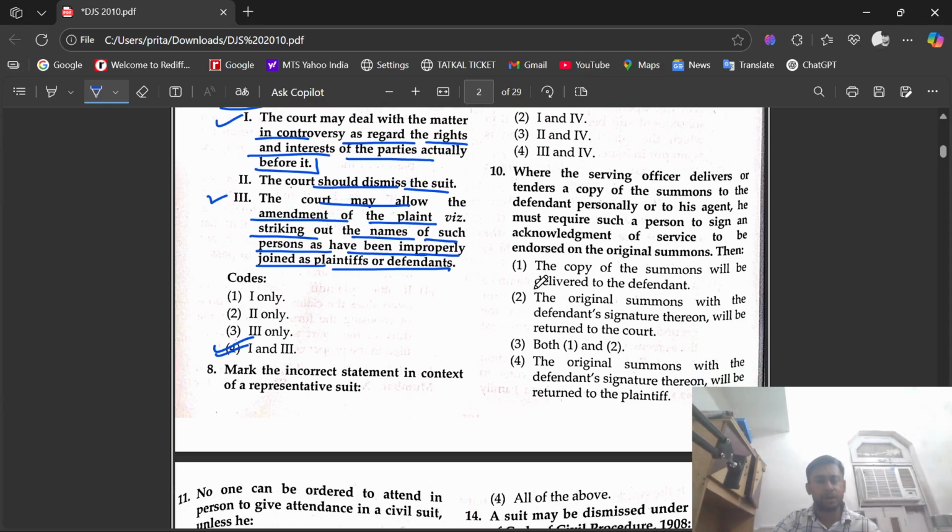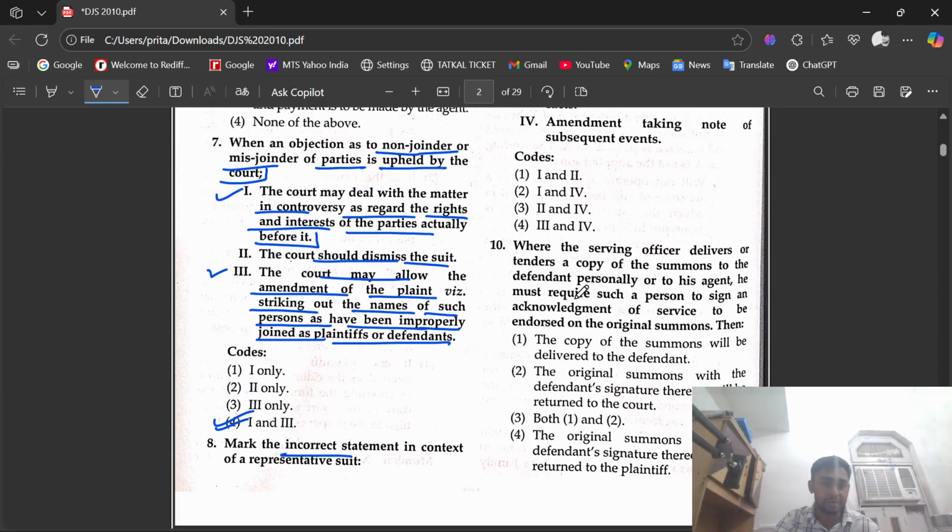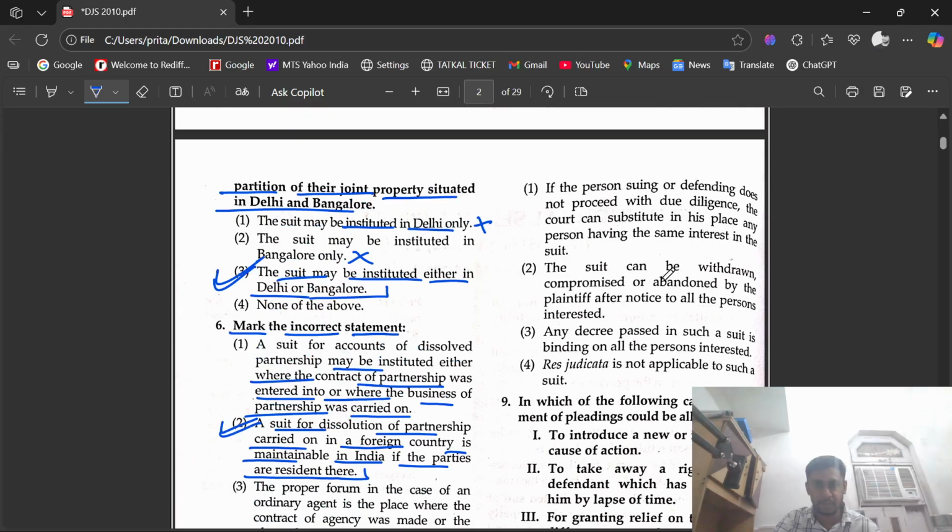Question number 8. Mark the incorrect statement. Why is this giving incorrect? It will give a wrong impact to our mind. Just give us questions that have a correct statement. Mark the incorrect statement in context of representative suit. The options that we have: if the person suing or defending does not proceed with due diligence, the court can substitute in his place any person having the same interest in the suit.